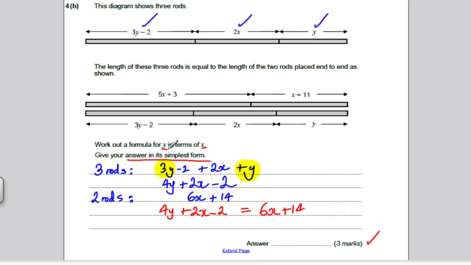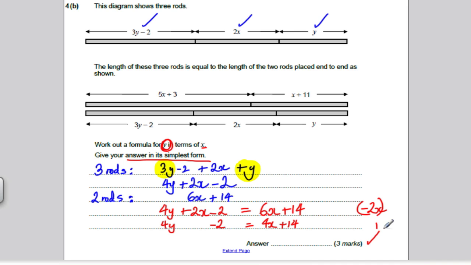Now it wants a formula of y in terms of x, i.e. it wants y the subject of the formula. So make y the subject of this formula. I'd subtract 2x off both sides. Let's do it in stages. So I get 4y equals 4x plus 14. Okay, and I'd still have my minus 2 there, don't forget. So I've just subtracted 2x off both sides.